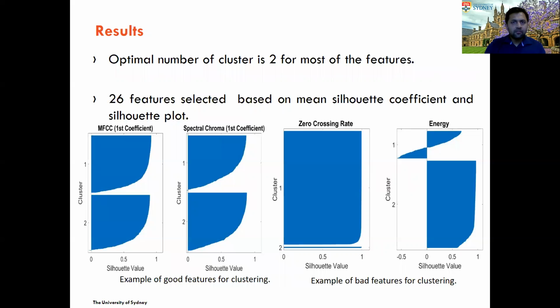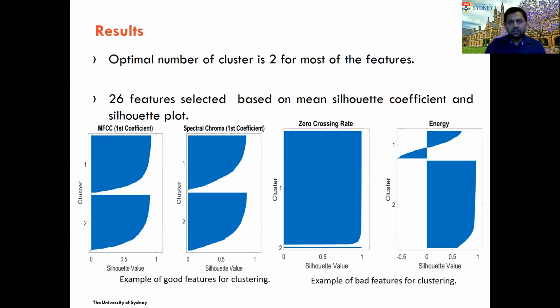The left-hand side figure shows a good example of cluster analysis. Both the first coefficient of MFCC and spectral comma features had a uniform width of cluster with a mean Cistulli coefficient of 0.77 and 0.72 respectively.